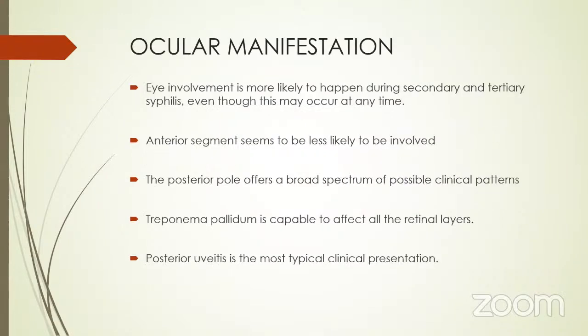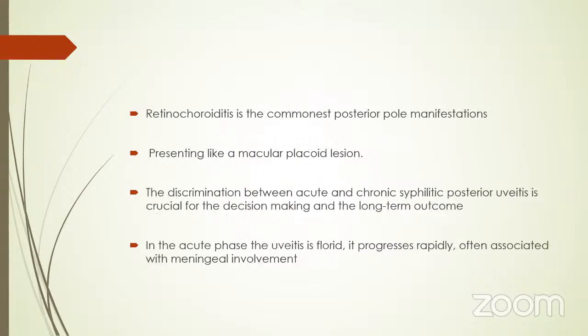Now we'll come on to the ocular manifestation. Eye involvement is more likely to happen during secondary and tertiary syphilis, even though this may occur at any time. The anterior segment seems to be less likely to be involved. The posterior pole offers a broad spectrum of possible clinical patterns. Treponema pallidum is capable of affecting all the retinal layers. Posterior uveitis is the most typical clinical presentation in syphilis. Retinochoroiditis is the commonest posterior pole manifestation, and it presents as a macular placoid lesion.